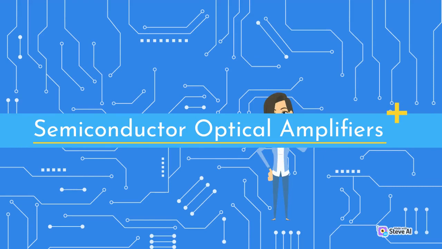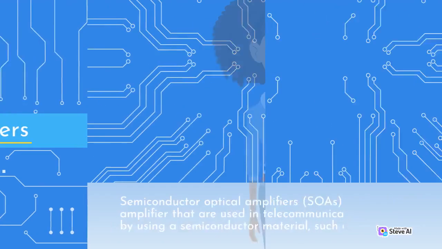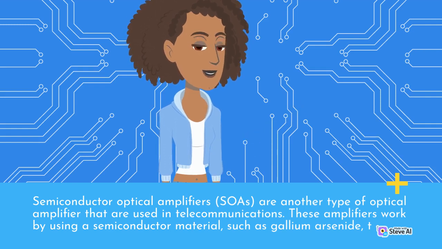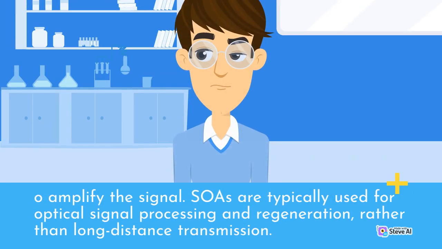Semiconductor optical amplifiers. Semiconductor optical amplifiers, SOAs, are another type of optical amplifier that are used in telecommunications. These amplifiers work by using a semiconductor material, such as gallium arsenide, to amplify the signal. SOAs are typically used for optical signal processing and regeneration, rather than long-distance transmission.